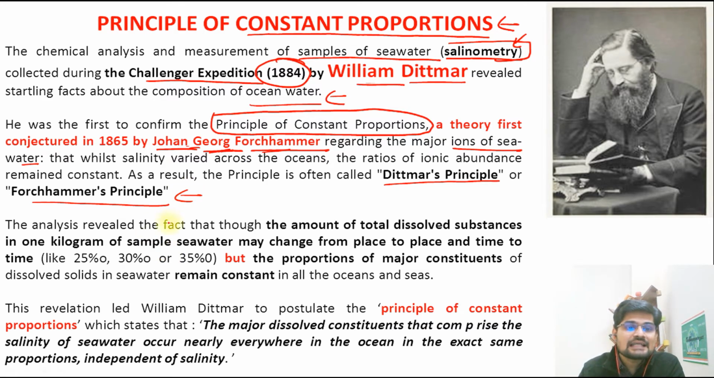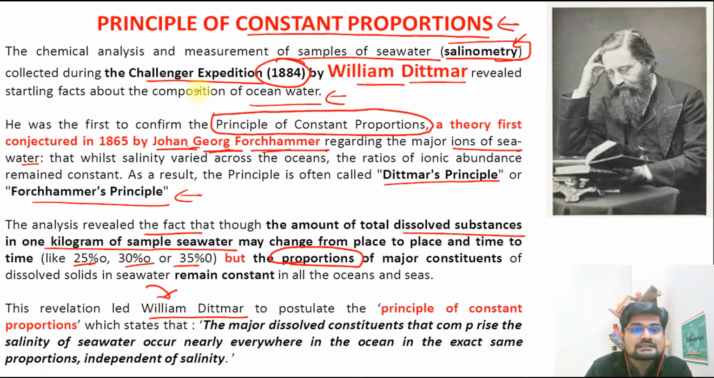So the analysis revealed what happens in the seawater. The amount of total dissolved substances in 1 kilogram of a sample of seawater may change from place to place. Remember, it can be 25, it can be 30, it can be 35 ppt, parts per thousand. But there is something that remains constant. And what is that? It is the proportion of the elements that is there in this. That remains constant.